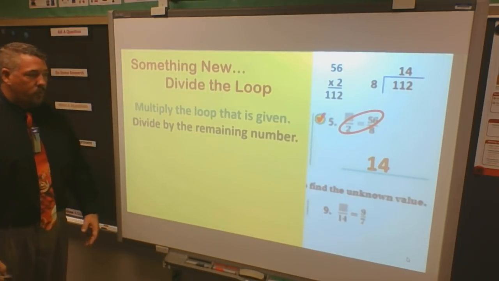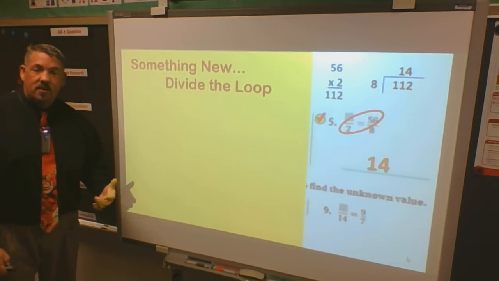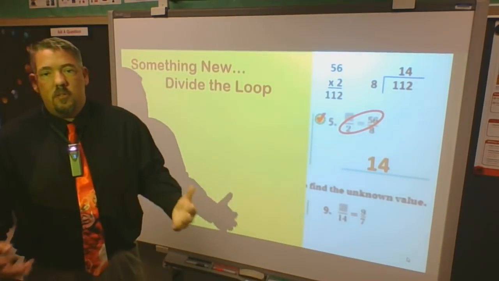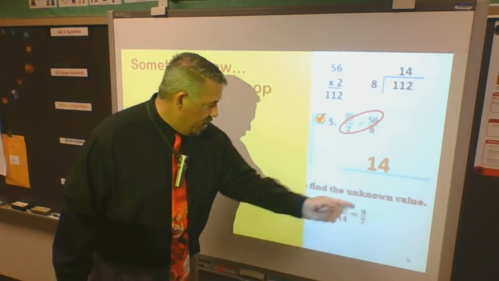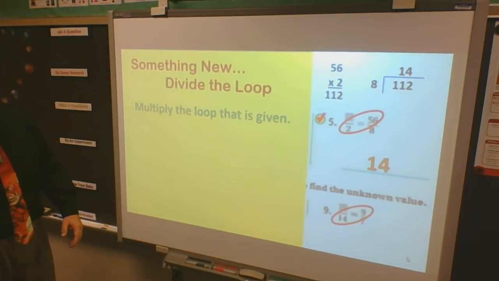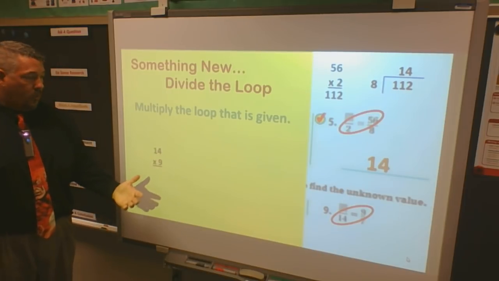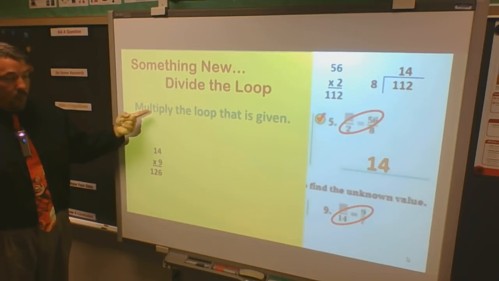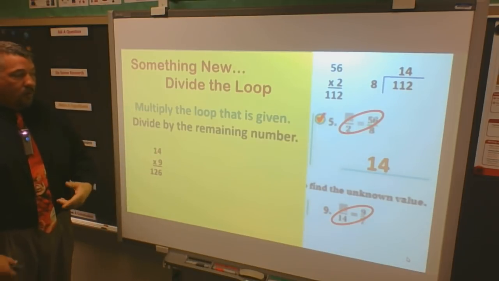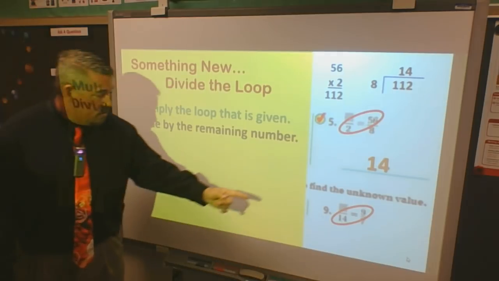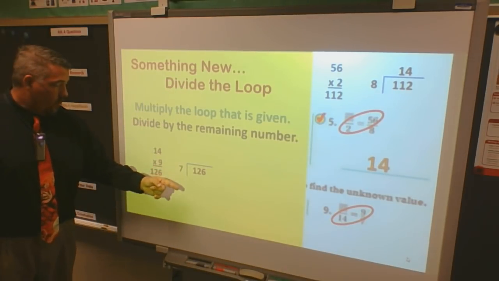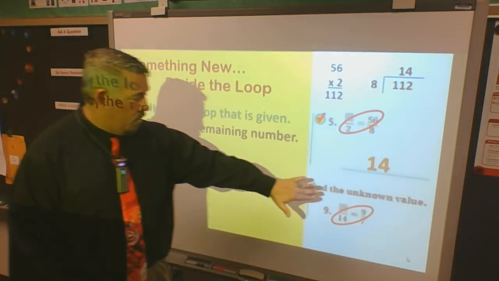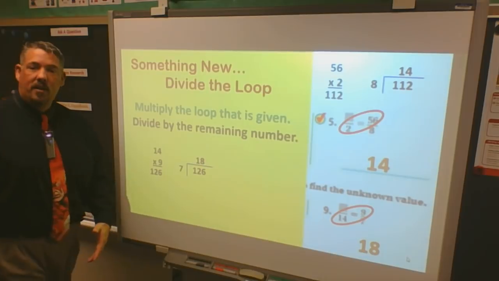Looking at number 9, going through the exact same thing. My first thing is I have to find the loop, the two that are there diagonally. Nothing in 7, I can't loop that. But the 14 and 9, I can. So I loop those, and those tell me to multiply. So 14 times 9 is going to give me 126. My second step, after multiplying the loop, then I divide by what's left. I have a 7 that's left over, so I'm going to take 126 divided by 7, and that gives me 18. So my missing number at the top has to be an 18.